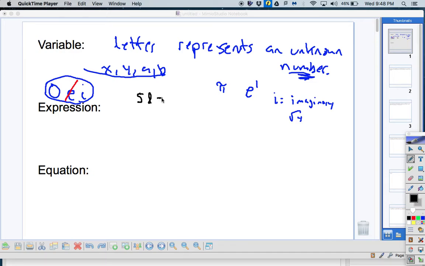The other one that a lot of people have trouble with is Z's. And a lot of times I actually cross my Z's using the military style just so it doesn't look like a 2. So that's a variable. Remember, a variable is a letter that represents an unknown number.